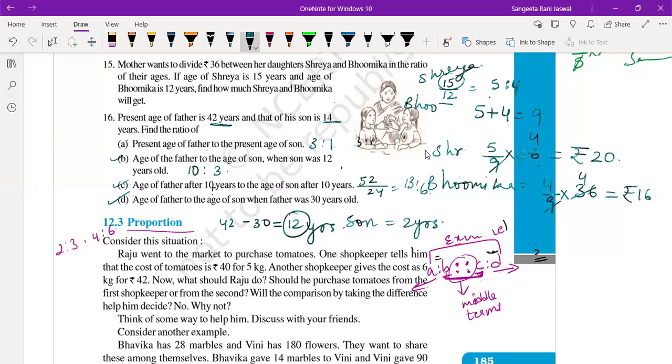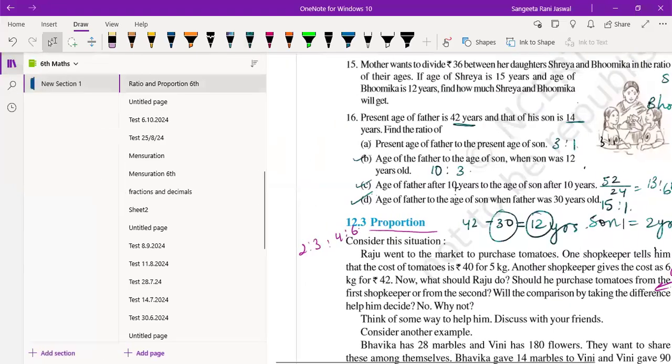12 years back, son's age 2, father's age was 30 years. Mom, it's 15:1. 15 is to 1. Yes, that's correct. Okay. So you understood these questions? Yes, ma'am. Shall we take some extra questions now? Okay.